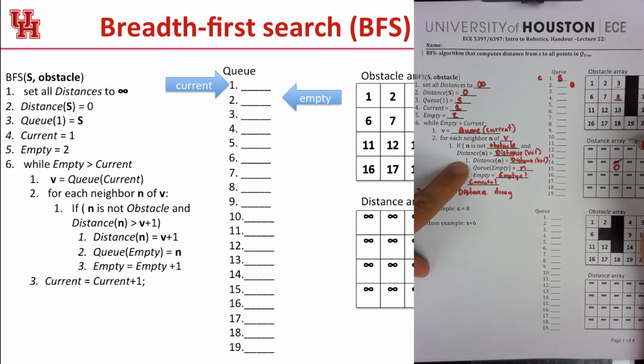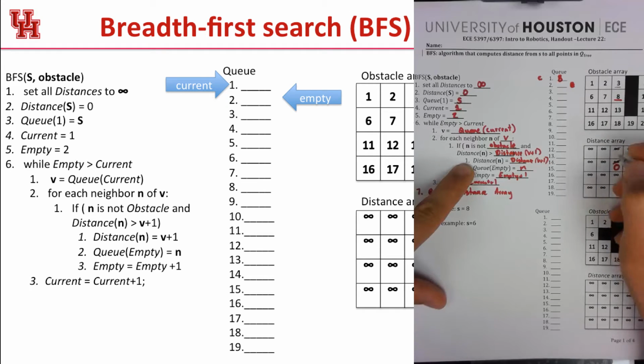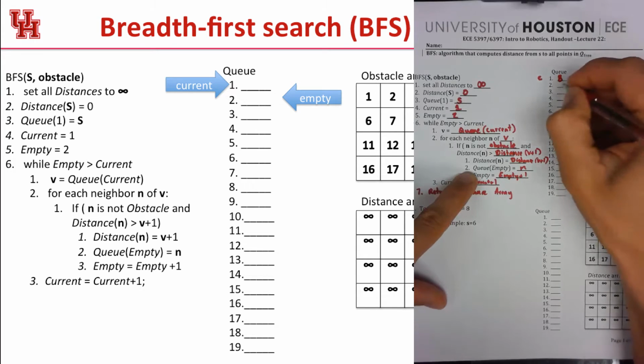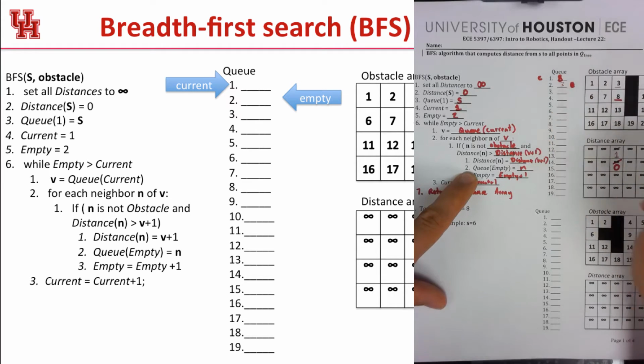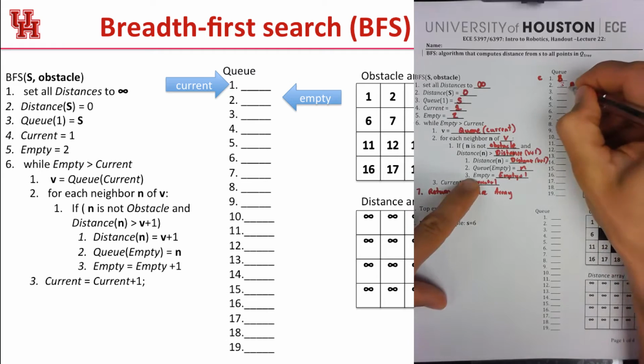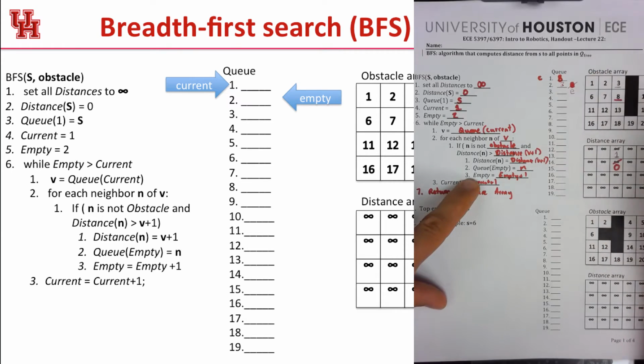Infinity is certainly greater. So I am going to visit 3 by starting at 8. And so I'll set my distance of n to be 0 plus 1, so that'll be 1. And then my q empty is going to be n, so I'm going to add that here, because my empty pointer is pointing right there. Empty is equal to empty plus 1, so I'm going to put empty here now.